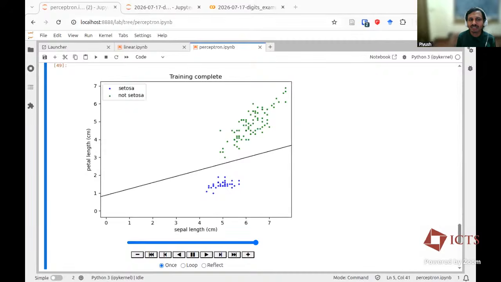If it does not land here, I will call it not Setosa. And again, homework is: why or why not should you do this? So maybe something to think about is what might be some problems with doing this.